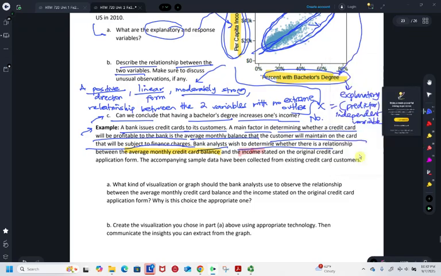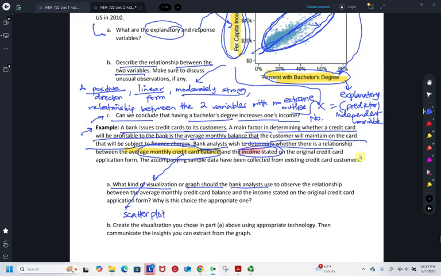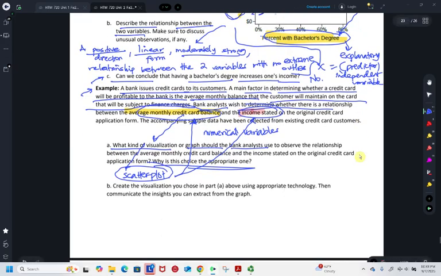These are two numerical variables. So what kind of visualization or graph should they use? As we earlier stated, that should be a scatter plot, a scatter graph or scatter diagram. And why is this choice the right one? Because we have two numerical variables. We're trying to look at the relationship between two numerical variables. So the correct plot should be a scatter plot.